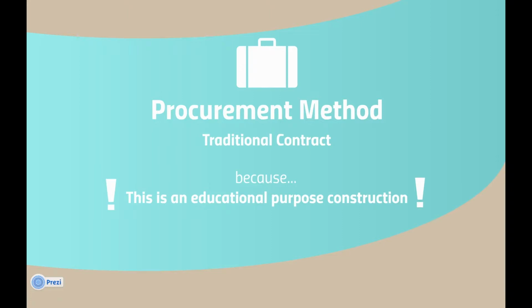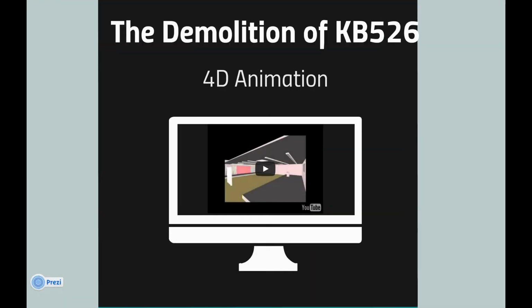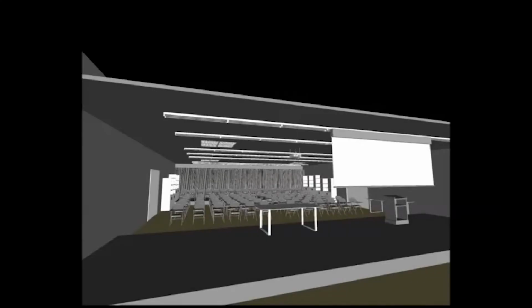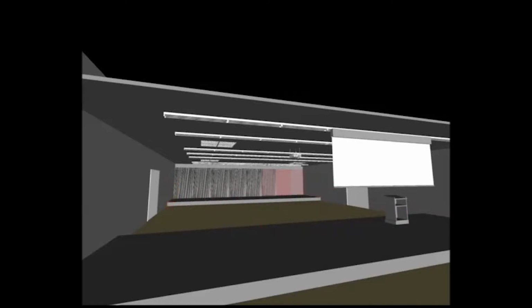Now, let us show you a more progressive expression of how to demolish and construct the iRoom through the 4D animation. Firstly is the demolition of KB526. The sequence of demolition and construction is a point that must not be overlooked. This is a fatal factor that needs to be considered, as it affects both time consumption and flexibility of the project. Some inappropriate arrangement may affect the efficiency of the construction work.